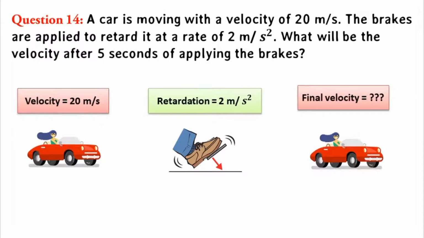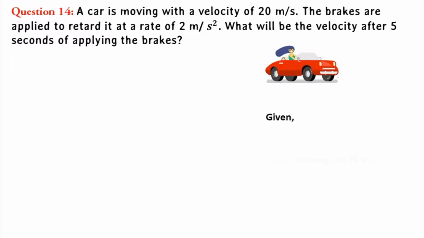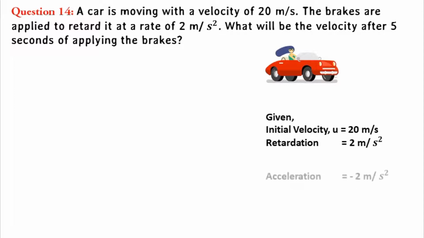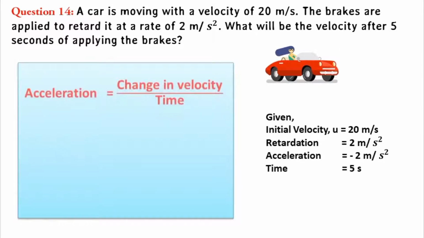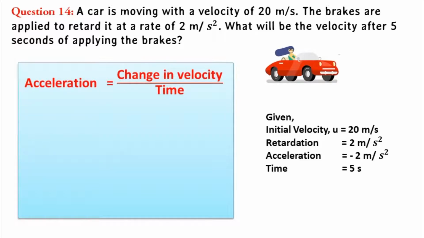Here in the question, initial velocity is given as u is equal to 20 meter per second and retardation is equal to 2 meter per second square. So acceleration is equal to minus 2 meter per second square. Time is given as 5 seconds. We know the formula for acceleration. Acceleration is equal to v minus u divided by t. And v minus u is equal to at. And we will get the formula for v is equal to at plus u.